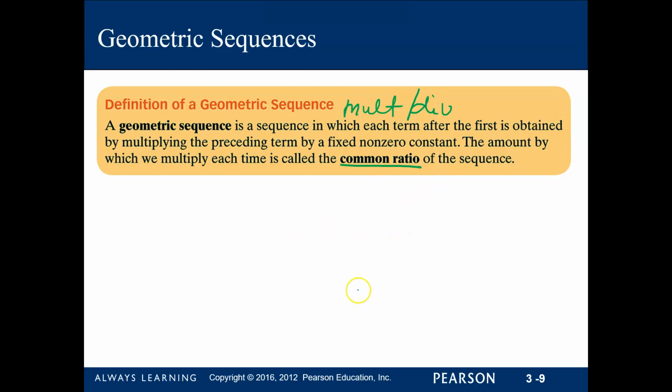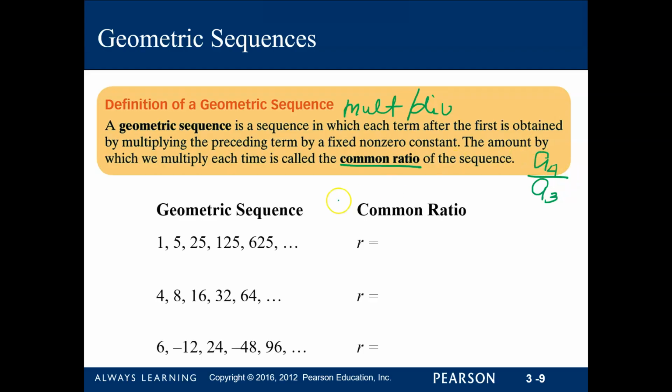For the common difference, we subtract the previous term from the current term. In the case of the common ratio, it's going to be the current term, let's say a sub 4, divided by the previous term, let's say a sub 3. So let's take a look at these sequences. If you observe 1, 5, 25, 125, 625, you can see that we are multiplying by 5. 5 times 5 is 25, 25 times 5 is 125.